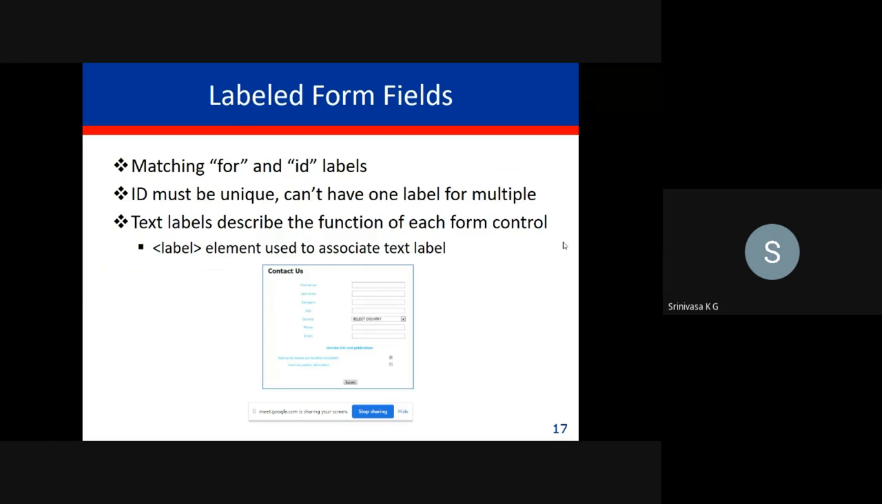And there are labeled form fields. What are they? They are called labeled form fields. There should be matching for and ID labels. For example, you have something like contact. The ID must be unique and you can't have one label for multiple things. Text labels must describe the function of each form control, and an element is used to associate the control with its text label.